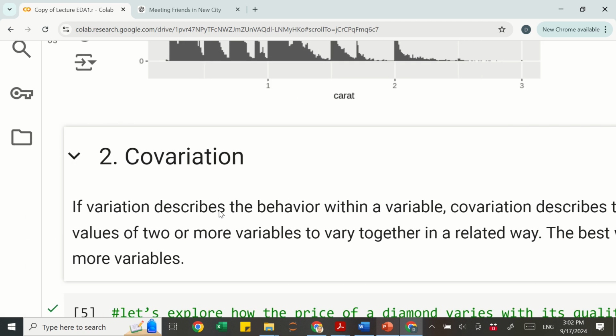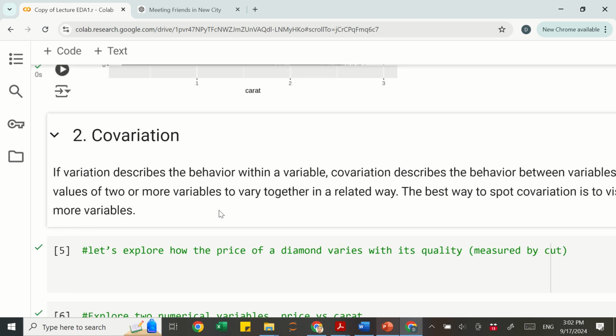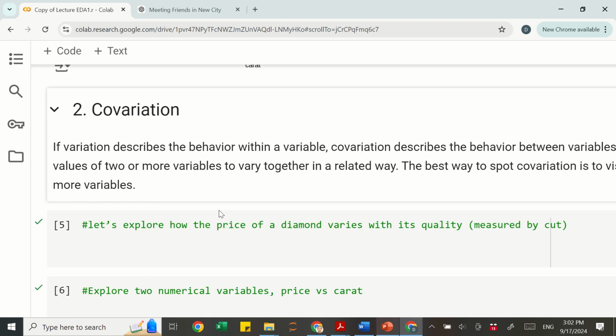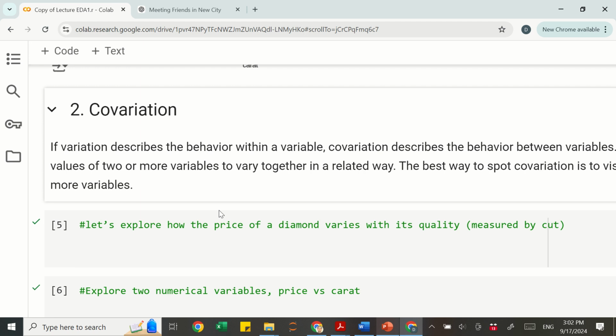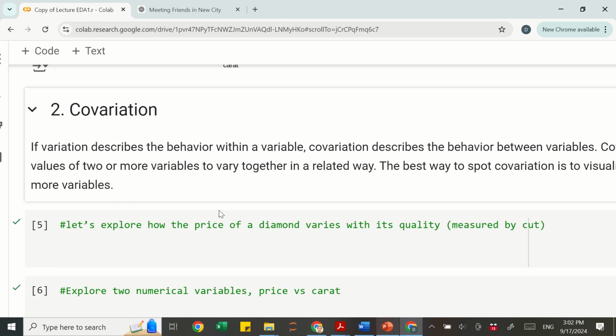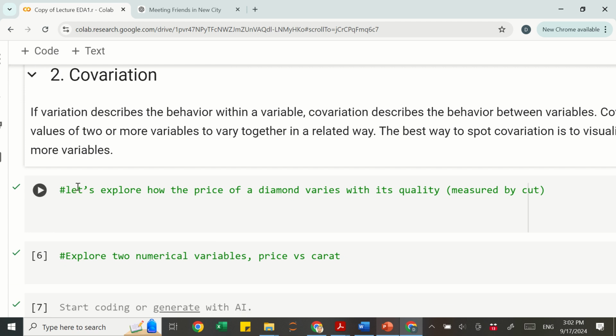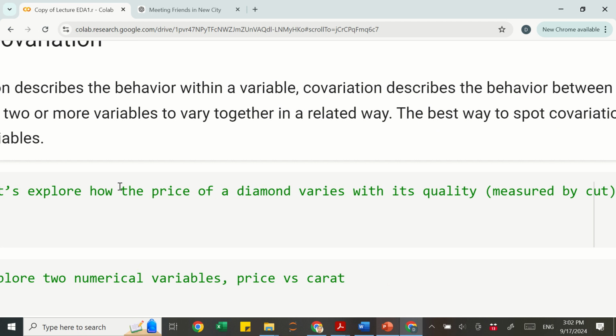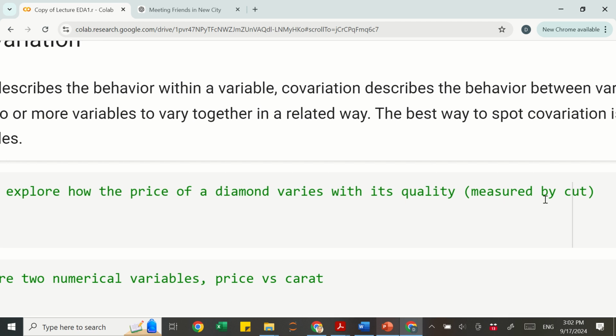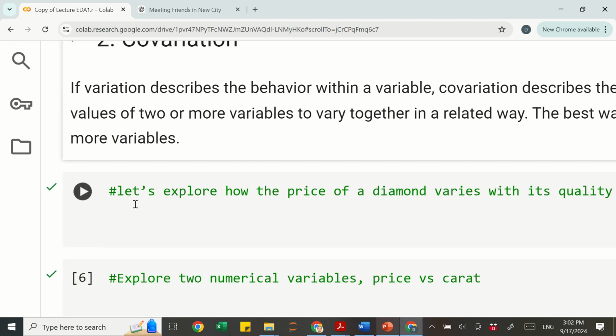Now let's check covariation. The idea here is to check the relationship with other variables. So we need to start using some scatter plots, even box plots. Here we can, at the same time, put 2 or more variables just to see if we find relationships or patterns. So the first one is, let's explore how the price of the diamond varies with its quality. The variable that measures the quality is cut. Okay, so for that purpose, I'm going to use a box plot.